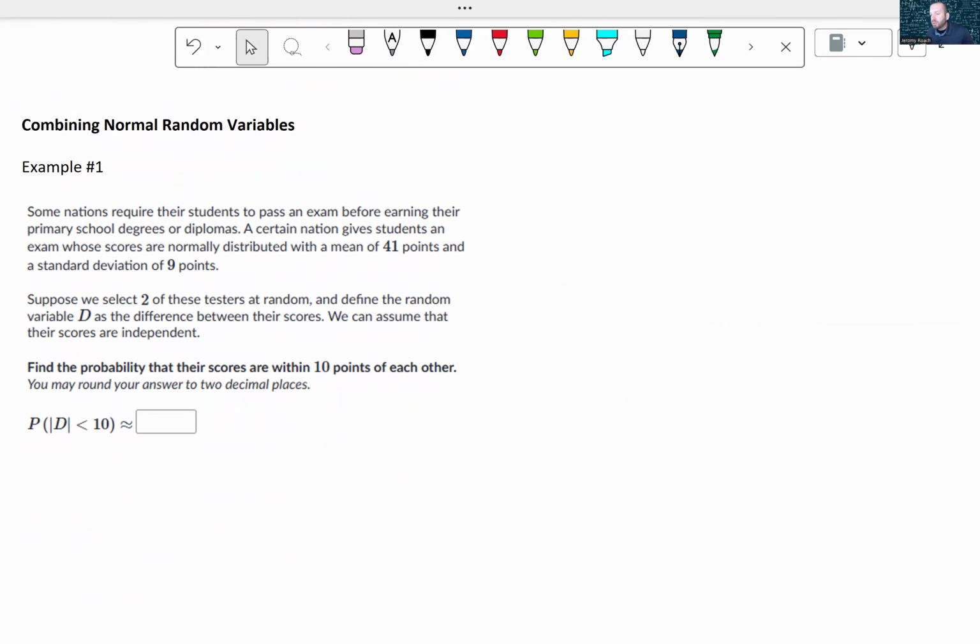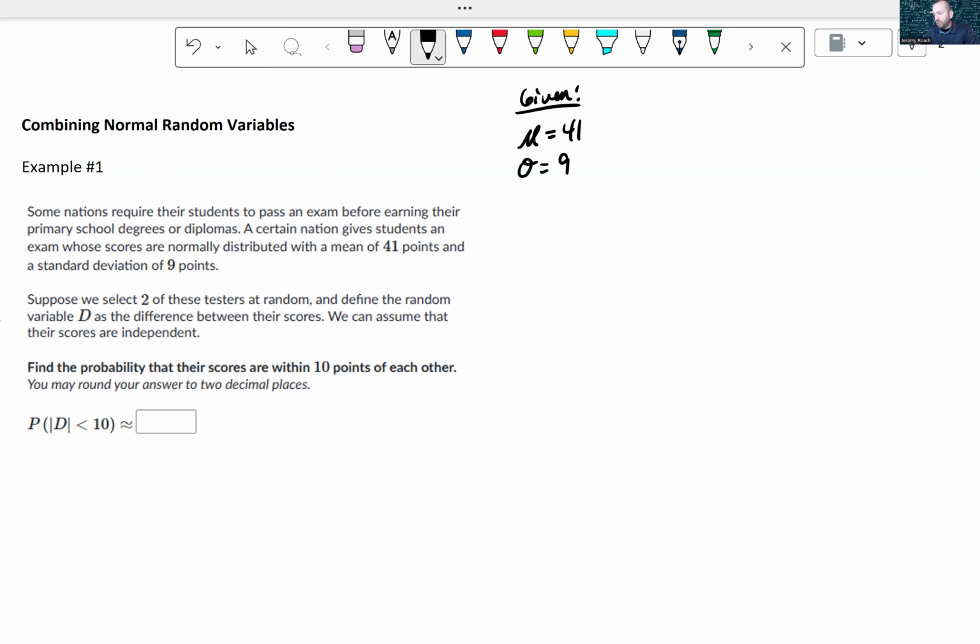Okay, so this question says that some nations require their students to pass an exam before earning their degrees. A nation gives their students an exam whose scores are normally distributed with a mean of 41 points and a standard deviation of 9. So they tell us the given information. The mean is 41 and the standard deviation is 9.